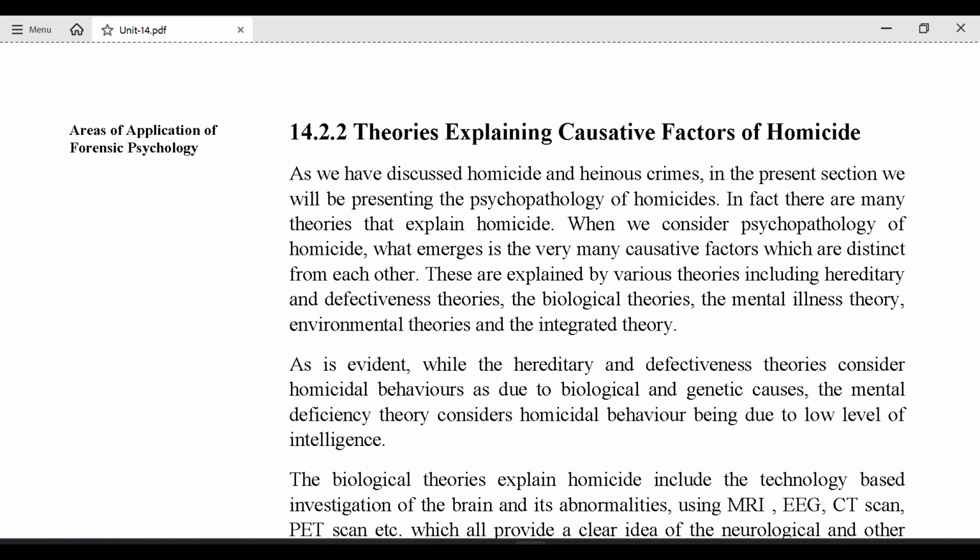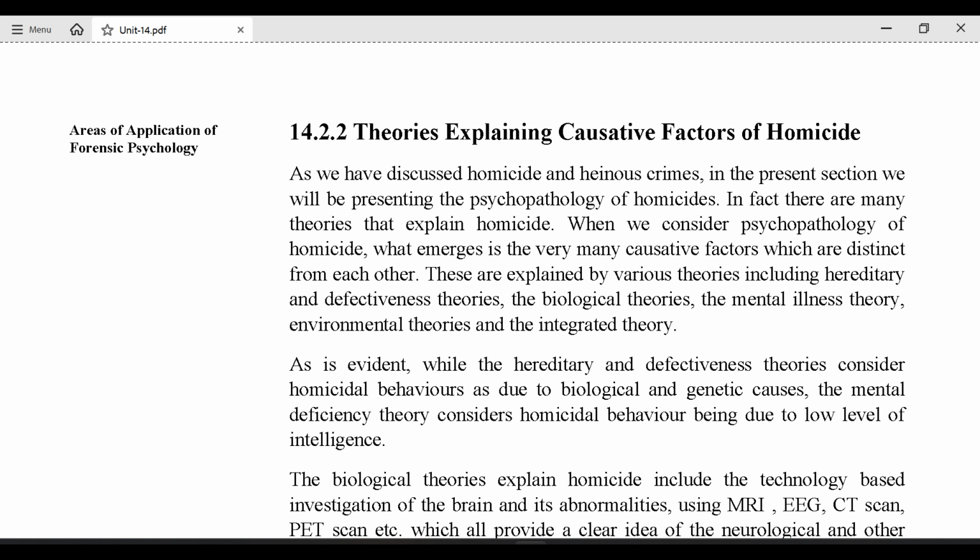These are explained by various theories, including hereditary and defectiveness theories, the biological theories, the mental illness theory, environmental theories, and the integrated theory. As is evident, while the hereditary and defectiveness theories consider homicidal behaviors as due to biological and genetic causes, the mental deficiency theory considers homicidal behavior as being due to a low level of intelligence.